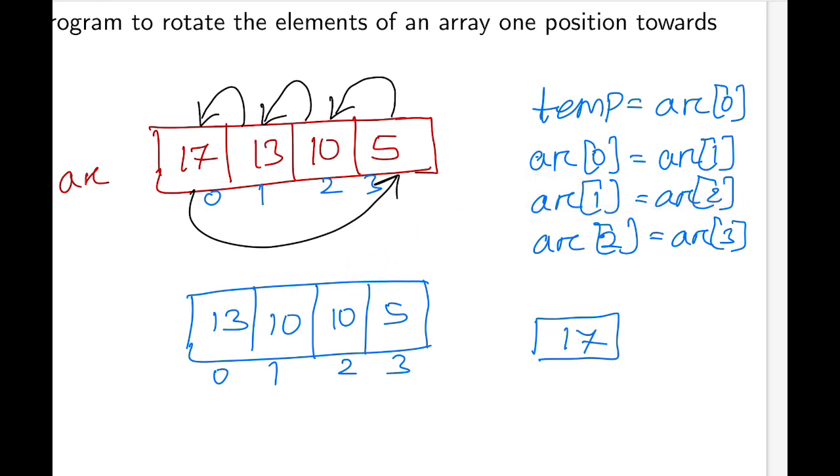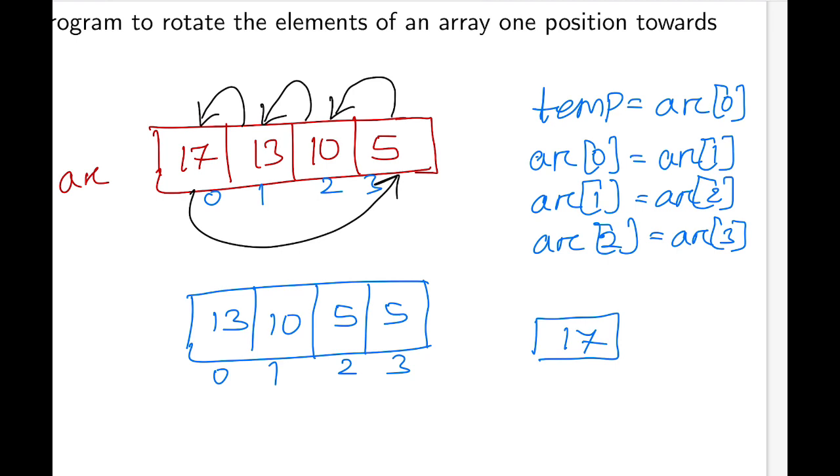So 13, 10, 10, 5. Now if we execute this one, ar of 2 equal to ar of 3, that means the value of ar of 3 is coming to ar of 2. So here the array looks like this: 13, 10, 5, 5.